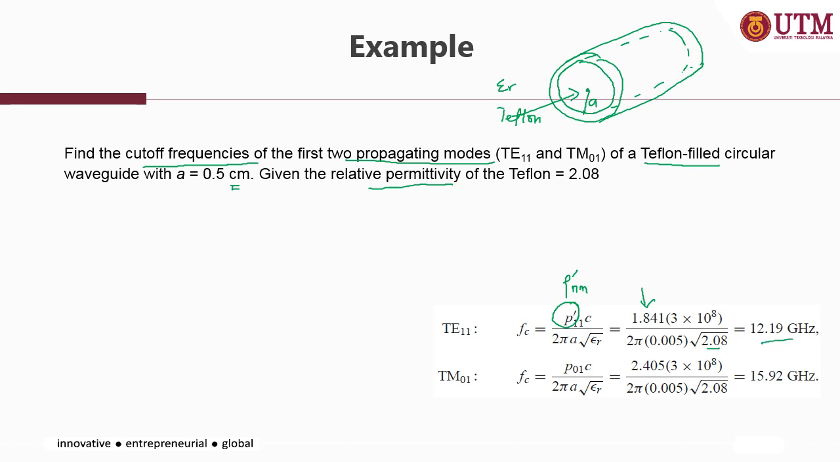Same steps for the TM01. However, remember that from the fundamental equation, you need to consider rho NM. In this case, N equal to 0 while M equal to 1. So refer to the table, get the rho value for N equal to 0, M equal to 1. From the table, you should get this value, and the cutoff frequency for the TM01 mode is equal to 15.92 GHz.